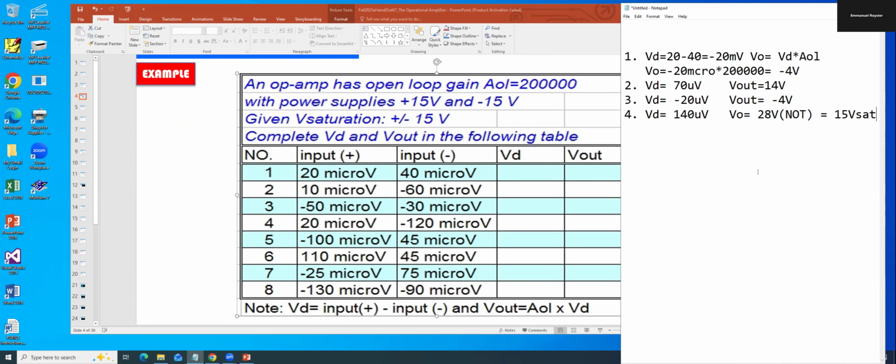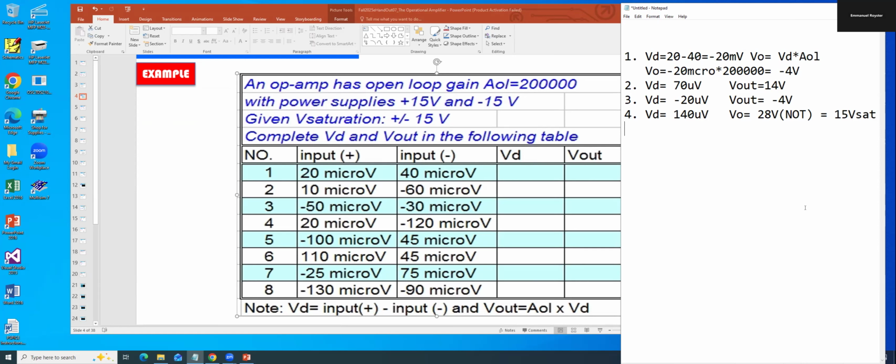Okay. If I could ask the gentleman who just spoke, was he asking, does the op amp automatically go to 15 volts if 28 is too high? Is that what you were asking? Yeah, that was what I was asking.